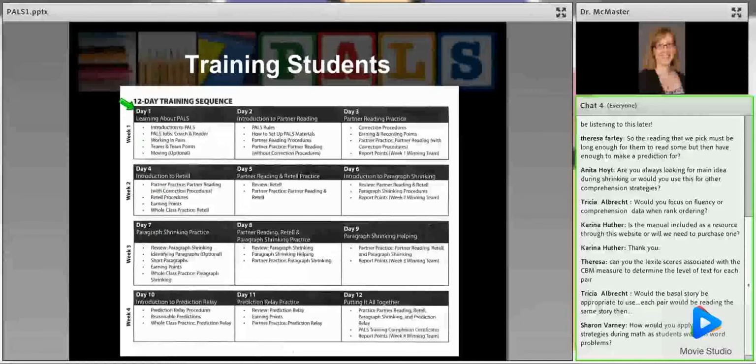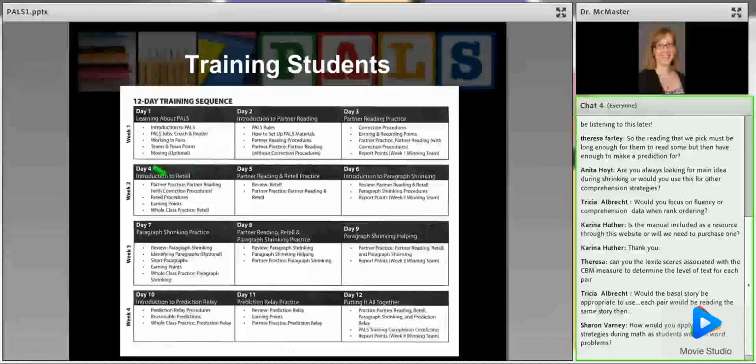So in day 1, they learn about PALS, and really that's just an introduction where they learn about PALS jobs of coach and reader, how to work in a pair. They learn about the teams and team points. If you're going to have them move, you can teach them to move. So it's really just an introduction. And then after that, they learn about the PALS materials, how to do partner reading, and they have time to practice that. On day 3, they have even more practice time, and they learn about correction procedures, how to know when your partner makes a mistake and how to correct that.